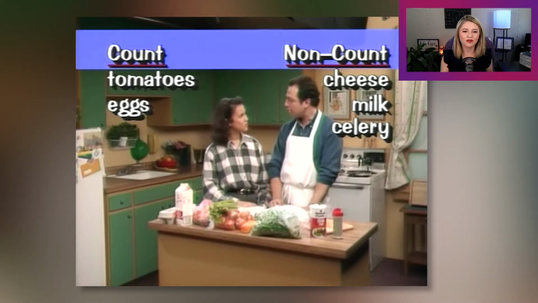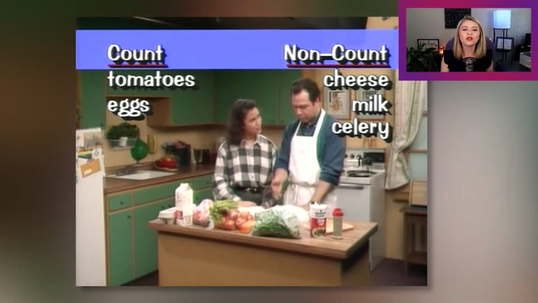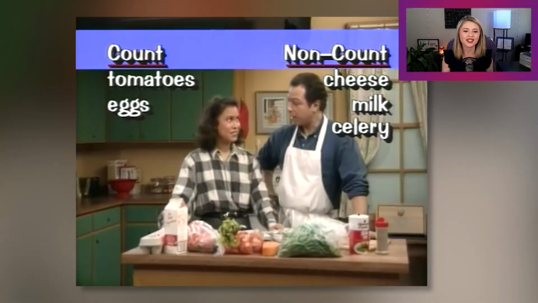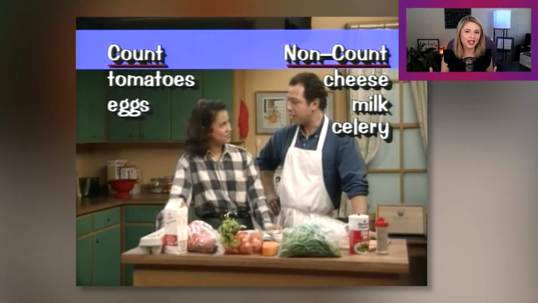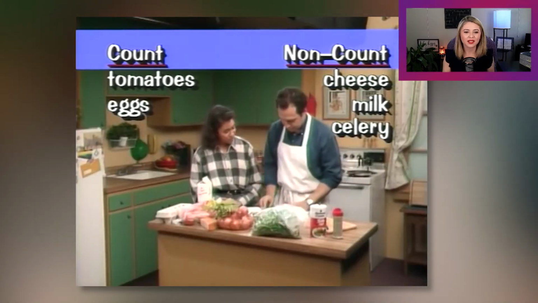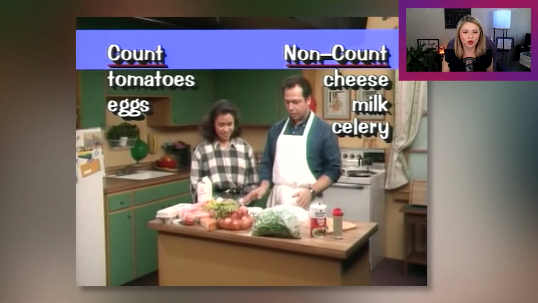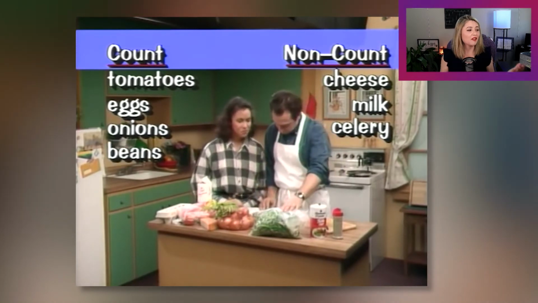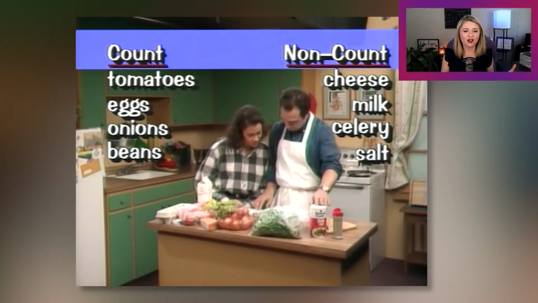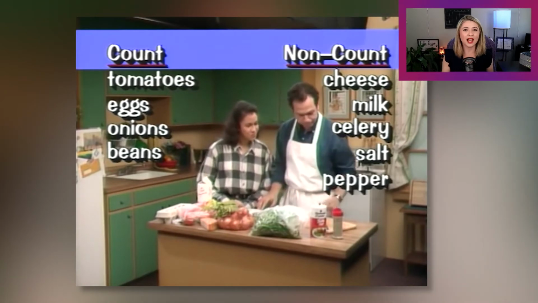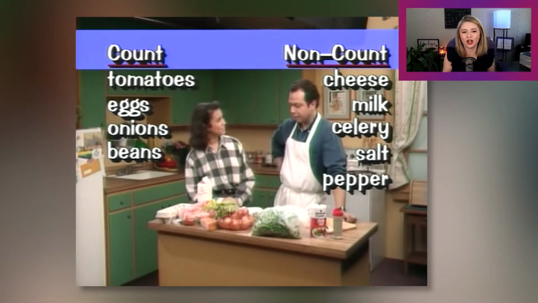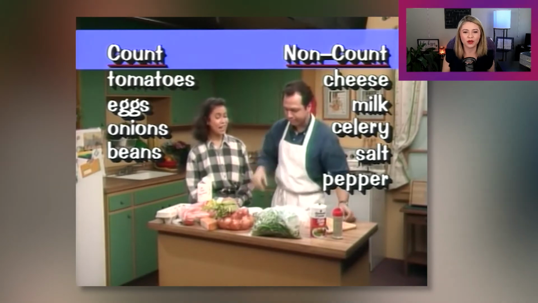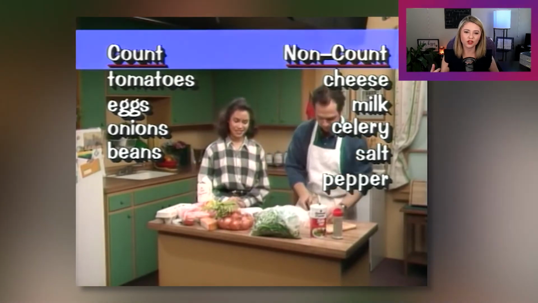Celery, it's a type of vegetable and also a non-count. I don't say 1 celery and 2 celeries. So celery, I need celery. So he's making a casserole, which is not a dish that I like. Onions and beans are vegetables you can count, but salt, just as sugar, you cannot count, or pepper, right? I cannot say 1 pepper, 2 pepper, 1 salt, 2 salt, 1 sugar, 2 sugar.